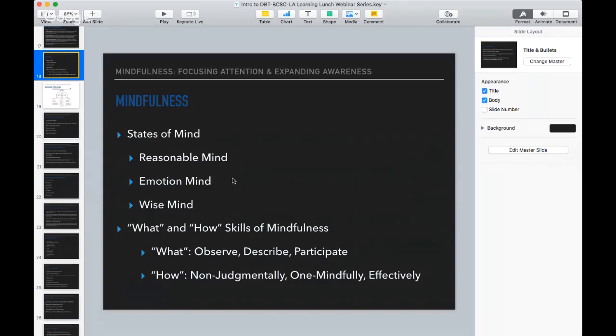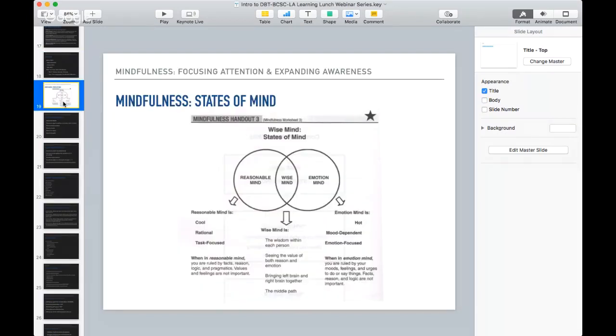So the skill of mindfulness, we talk about states of mind, and we teach these 3 states of mind that exist. We call them reasonable mind, emotion mind, and in the middle, or the synthesis of the two, is wise mind. So reasonable mind, or it's been referred to in the past as rational mind, this is the side of your mind in which decisions are made based solely on rules, reason, facts, pragmatics. Sometimes we describe this as sort of the cool side of your mind.